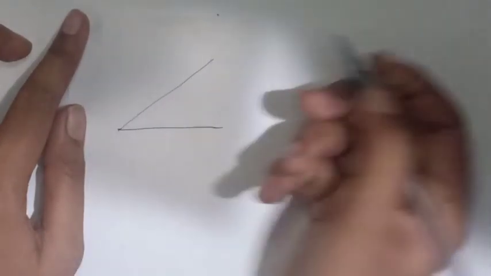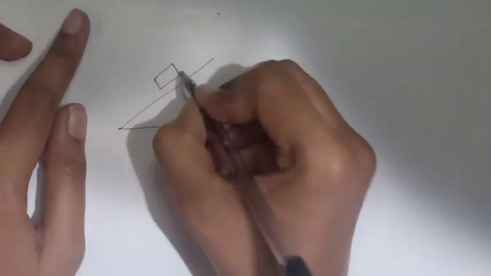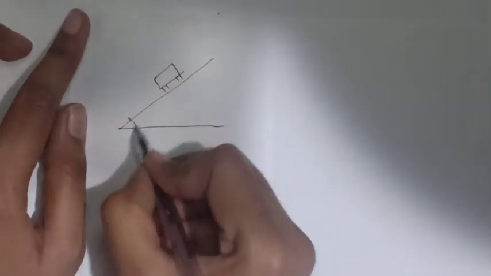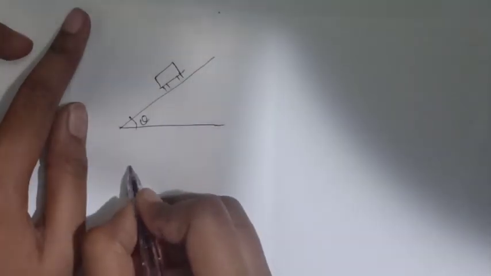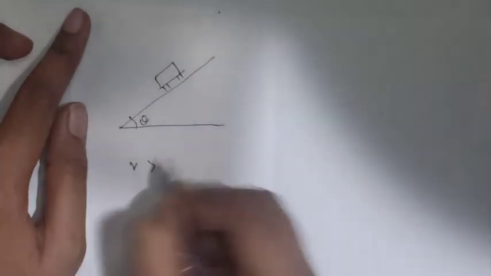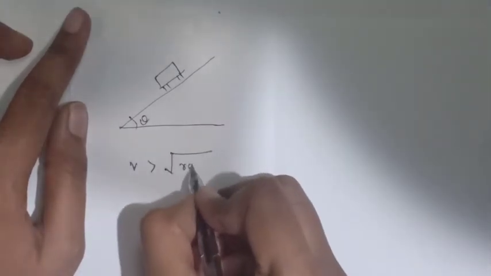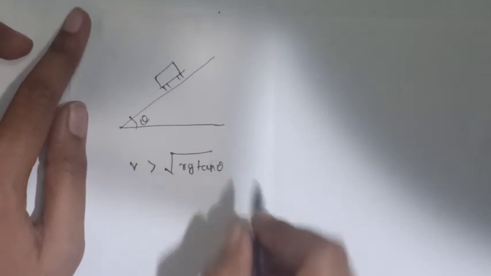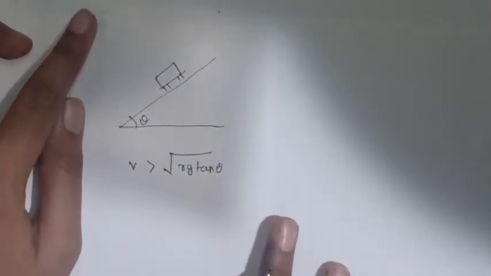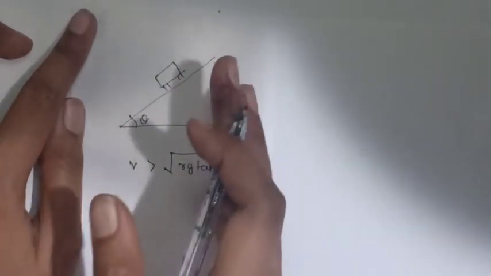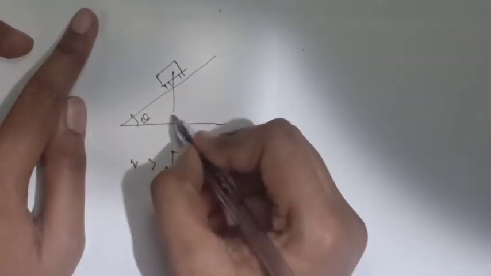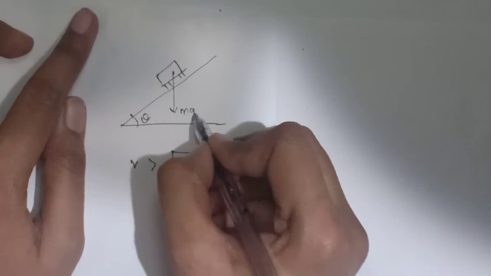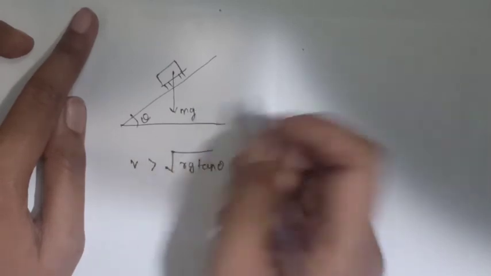Now we will consider again a vehicle on a banked road, banked by theta. This time you have to consider v greater than under root rg tan theta. So first of all we have to find all the forces acting on this body. The gravitational force acting on the body results in the weight, which is vertically downward.